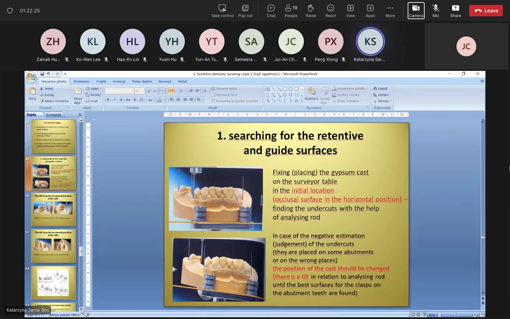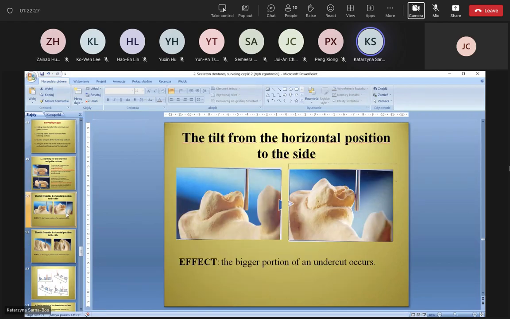So how does it look? Look at this picture. This is the horizontal position of the tooth. When we put the analyzing rod on the surface of the tooth, there is no undercut. So we can't find the retentive surface for that tooth and can't design the clasp.